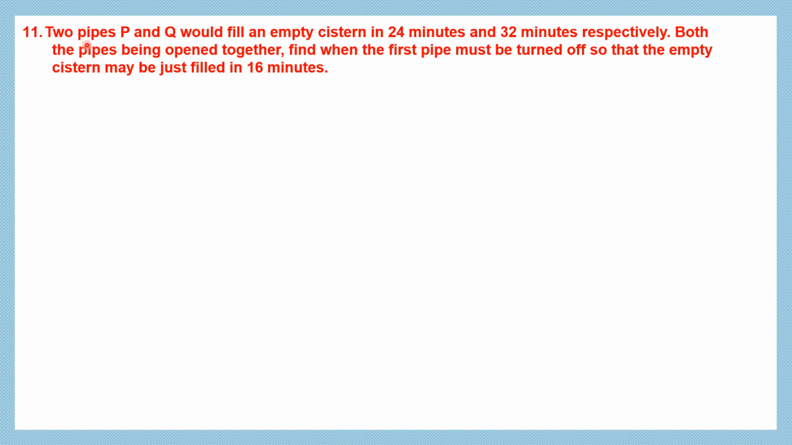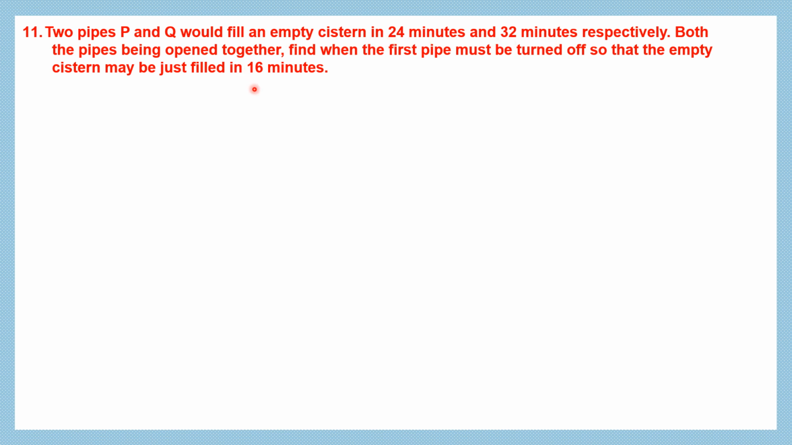Question 11. Two pipes P and Q would fill an empty cistern in 24 minutes and 32 minutes respectively, both the pipes being opened together. Find when the first pipe must be turned off so that the empty cistern may be just filled in 16 minutes. So there are two pipes. P will fill a cistern in 24 minutes. Q will fill it in 32 minutes.